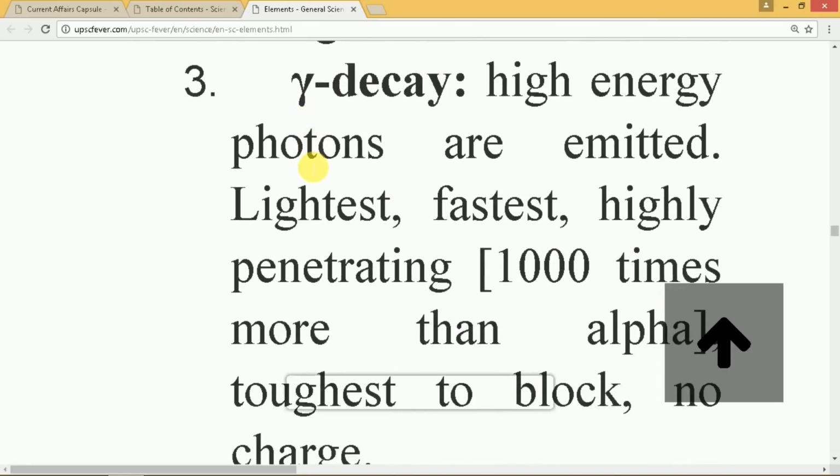Gamma decays are high energy photons, and they are the lightest and fastest and very tough to block and have the highest penetrating power amongst all the types of decays.